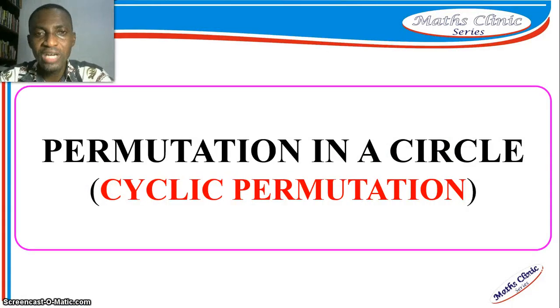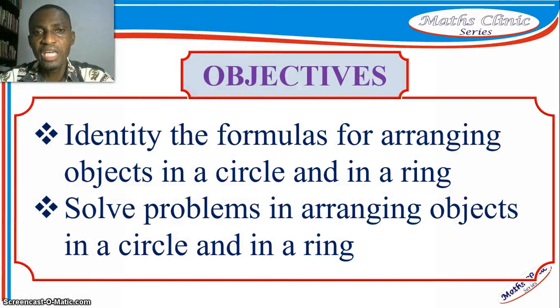In this video, we want to look at permutation in a circle, that is cyclic permutation. By the close of the lesson, you should be able to identify the formulas for arranging objects in a circle and in a ring, and also solve problems in arranging objects in a circle and in a ring.